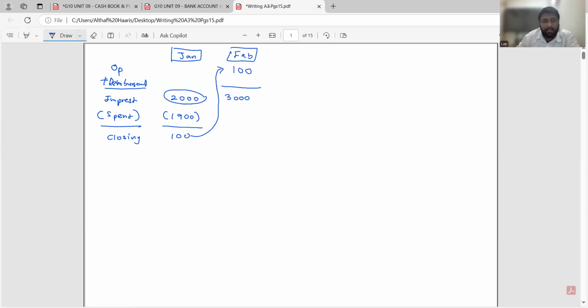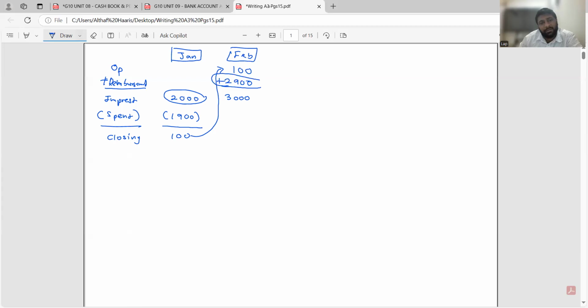Then Lamai, in order for this to become 3000, now the petty cashier has only 100. In order for this to become 3000, how much is the petty cashier getting from the main cashier? The main cashier should give 2900 to the petty cashier. Then only this 100 will become 3000.